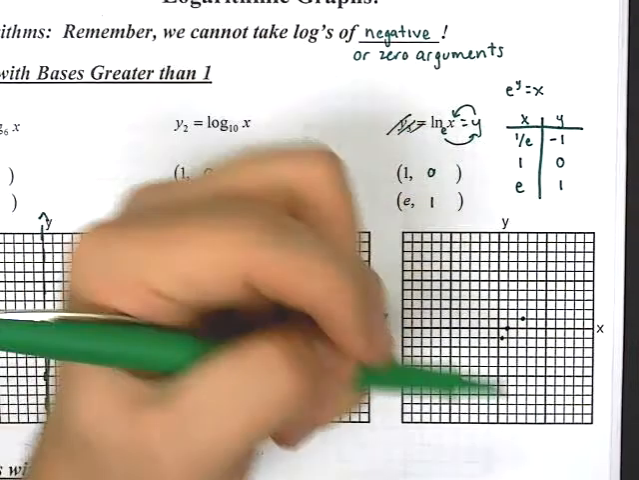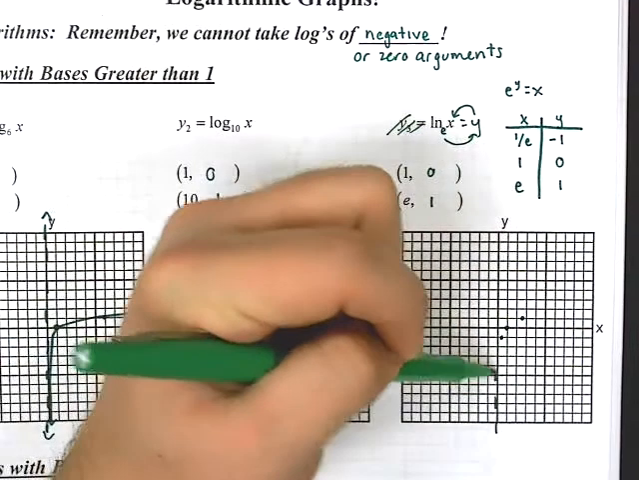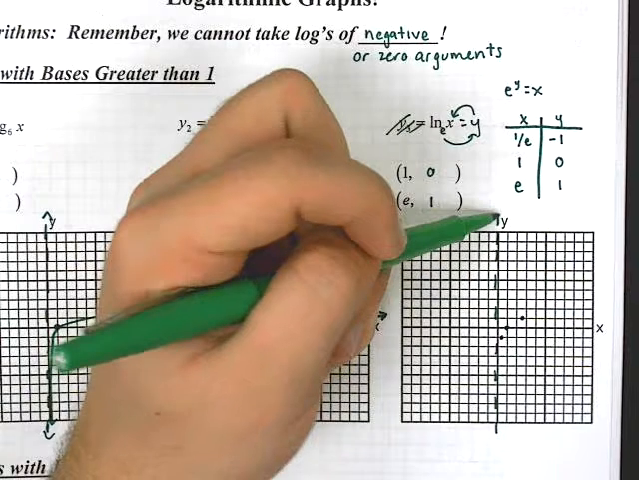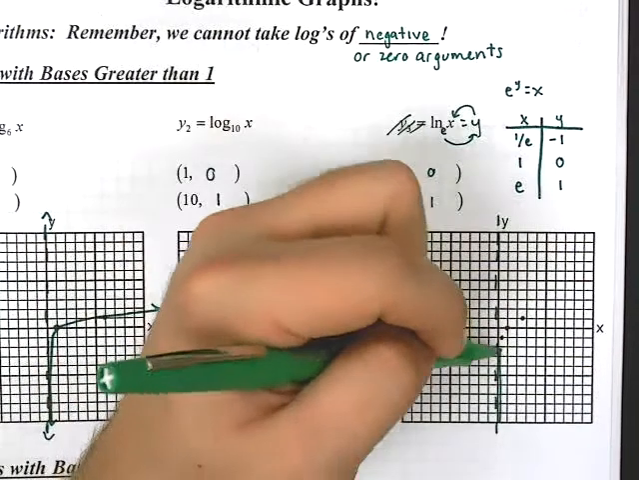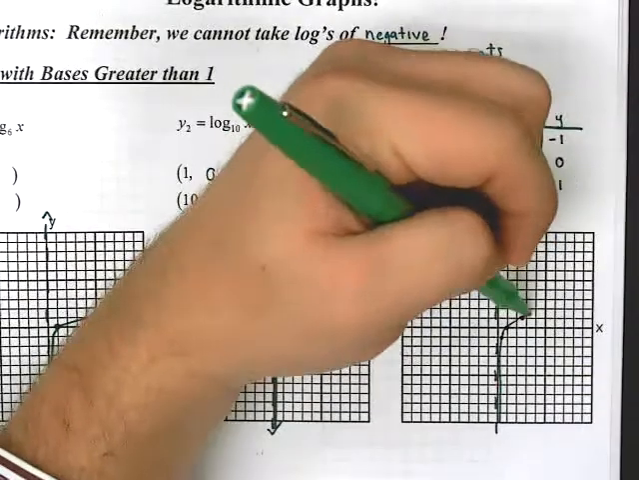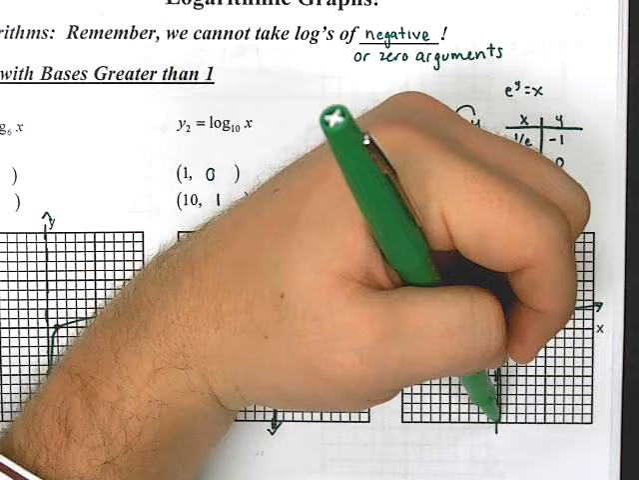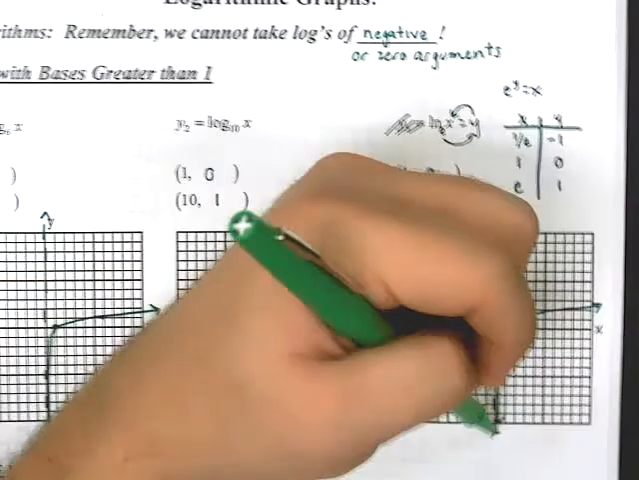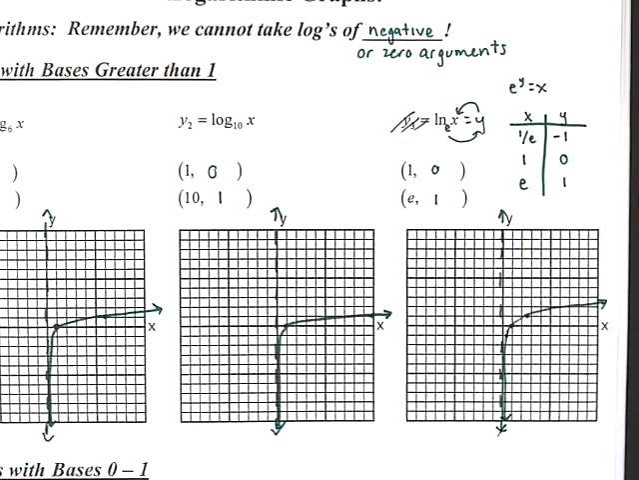And now, again, I would understand what this graph should look like. I have to get all my points, and then I know that it goes up and out forever. Alright? Okay. Let's move on.